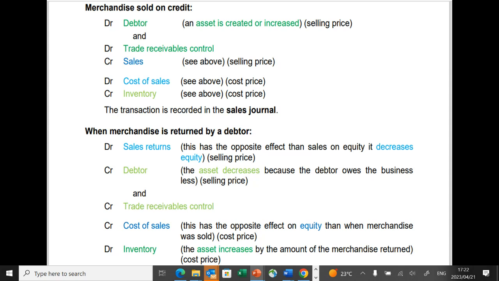Because when they return the goods that we have sold to them on credit, they are reducing whatever they owe us. Remember here when we sold merchandise on credit, we debited the trade receivables control, but now they are returning those goods that we sold to them. So we need to reduce their account. We need to credit your trade receivables control, which is an asset. Assets decrease on the credit side. So when they return those goods, what will also happen here?